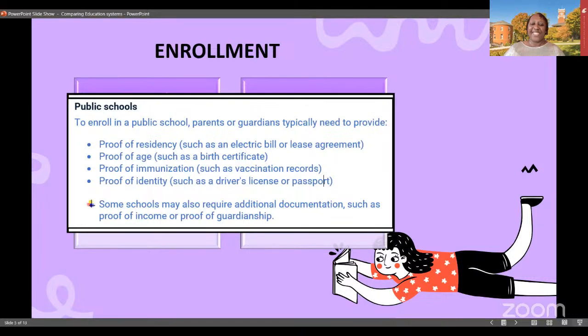I'm going to cover that later anyway. There's also proof of immunizations. They are very strict about that. And then identity too. They need more than one form of identity to prove that you are the person and you live where you say you live.